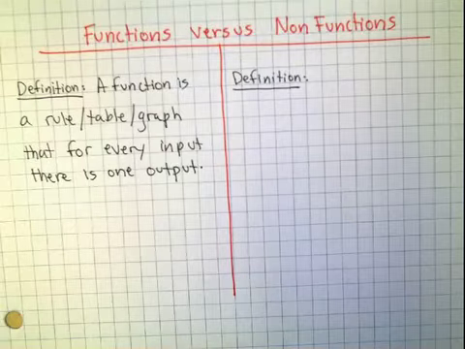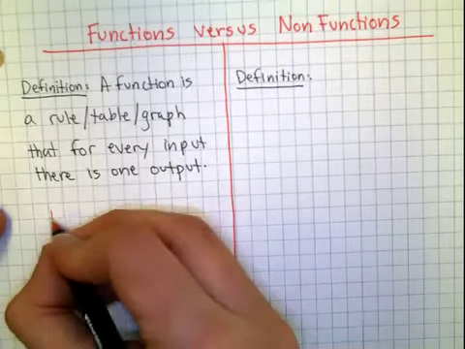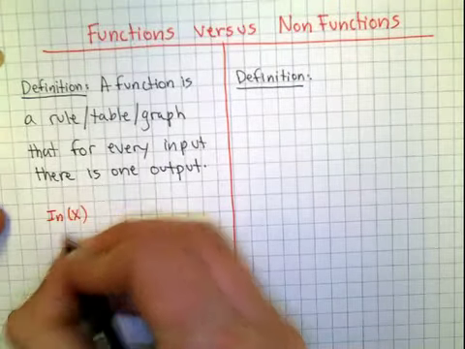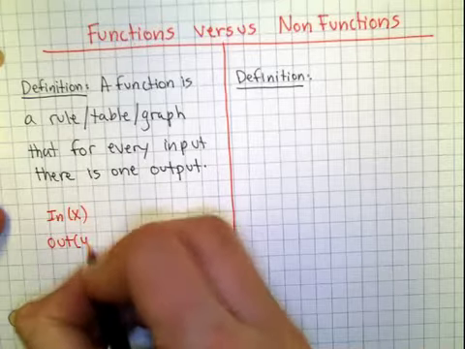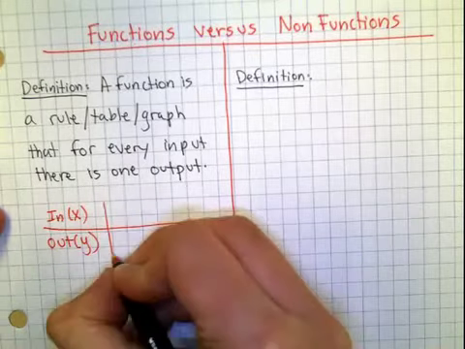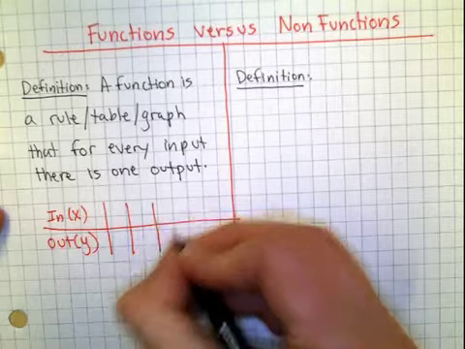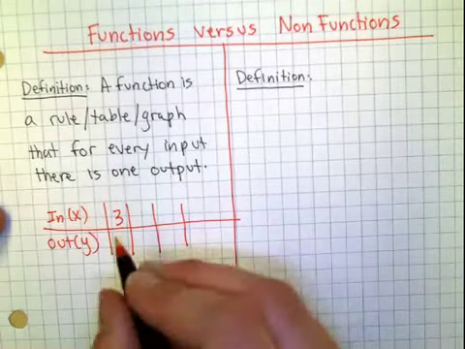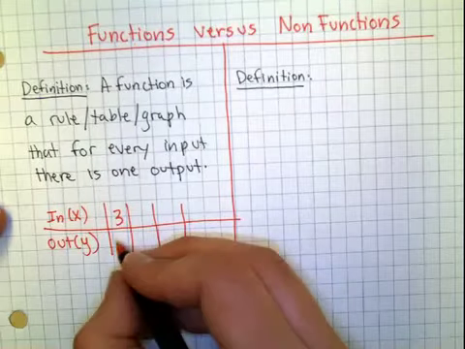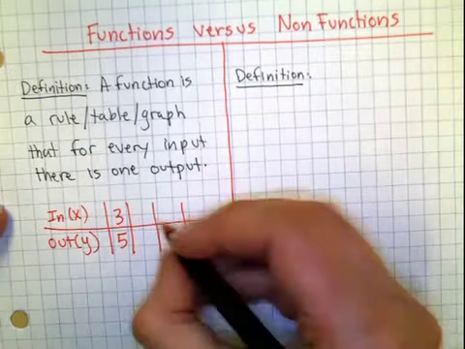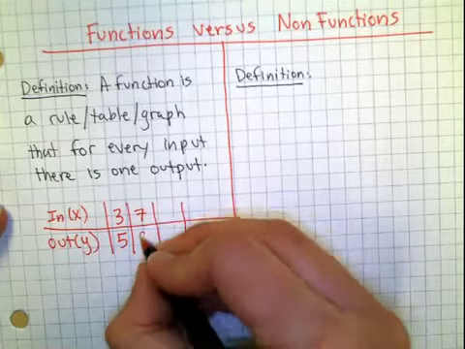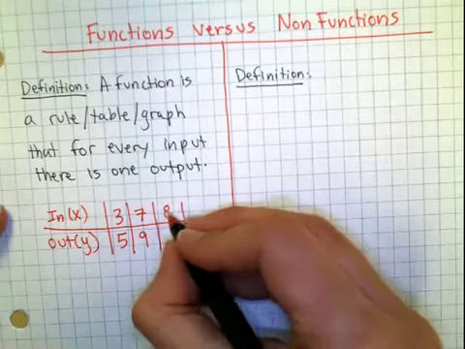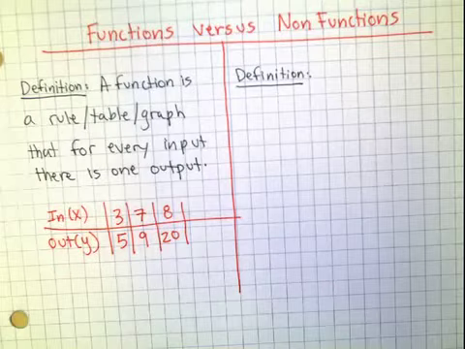And that means every time you put something into the rule, you get one thing out. And what I mean by that is something like this. If I give you an in and an out table, in is the x's and out are the y's, and I start building this table, and I put the number 3 in the rule, and out comes the number 5. And then I put 7 into the rule, and I get 9, and I put 8 into the rule, and I get 20. I get a bunch of numbers.